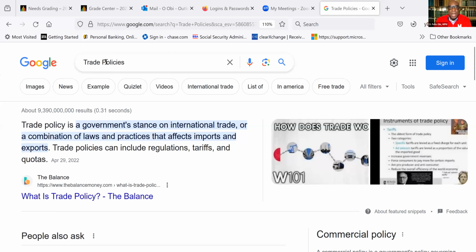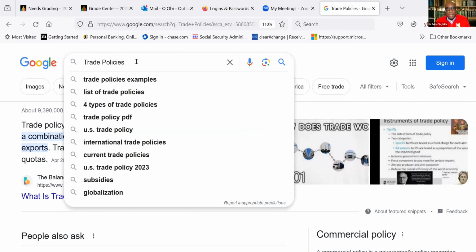So, can you see my Google page? Yes, I'm seeing that. Okay. So, I put in trade policy, right? Because remember, that's the number one thing. And now Google is saying trade policy examples.